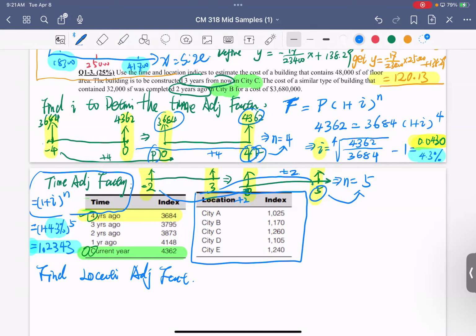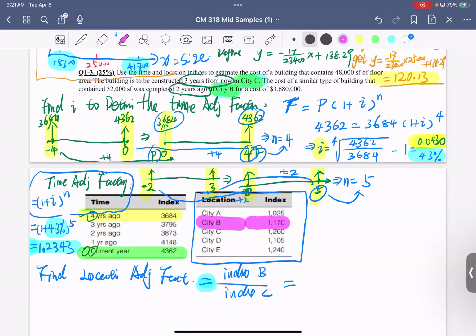So this is our second step, right? We know our project is going to be in CTC, and the known project is in CTB, right? So this will be equal to the index for B divided by the index of C. Super easy. So the index for B actually comes from here, and the index for C comes from here. I put it in the wrong way.